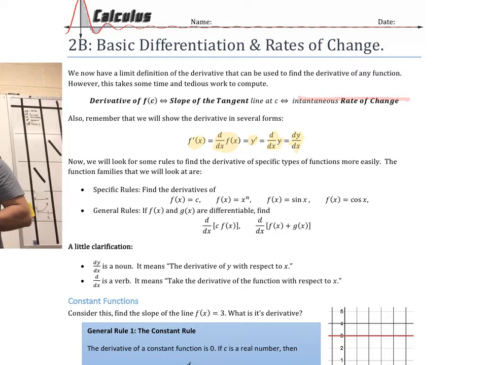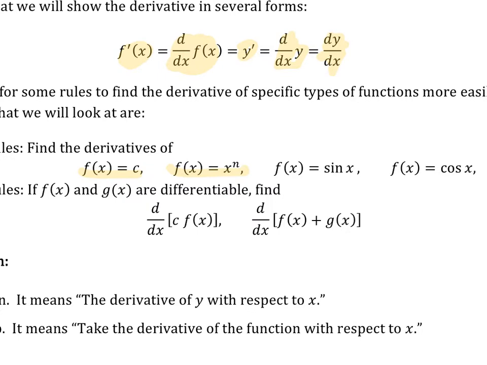All right, so we have some specific rules here that we're going to explore. Some of them we've kind of discovered some things about. The constant rule. What if we have a constant? What if we have x to some power here? What if we have the derivative of sine? And what if we have the derivative of cosine? So those are specific rules.